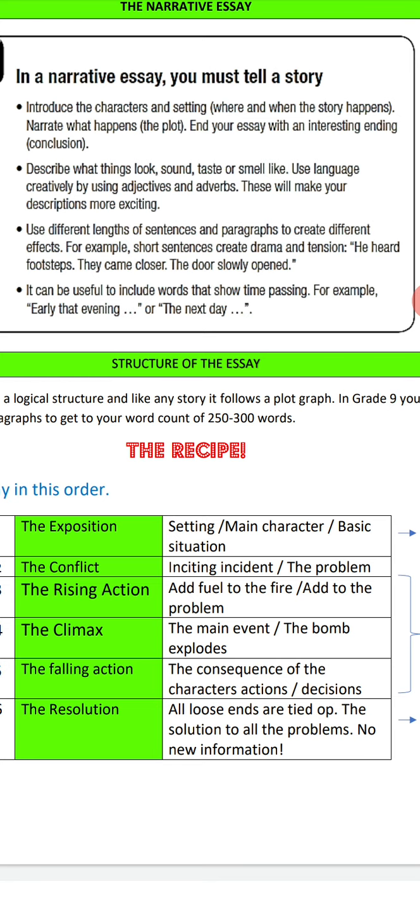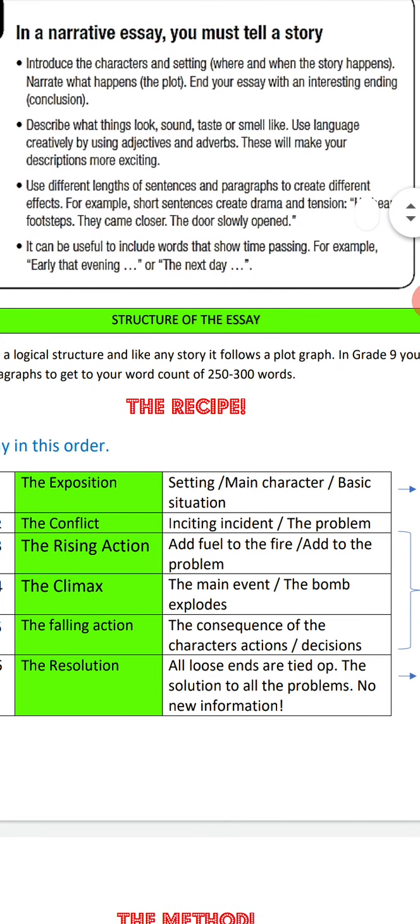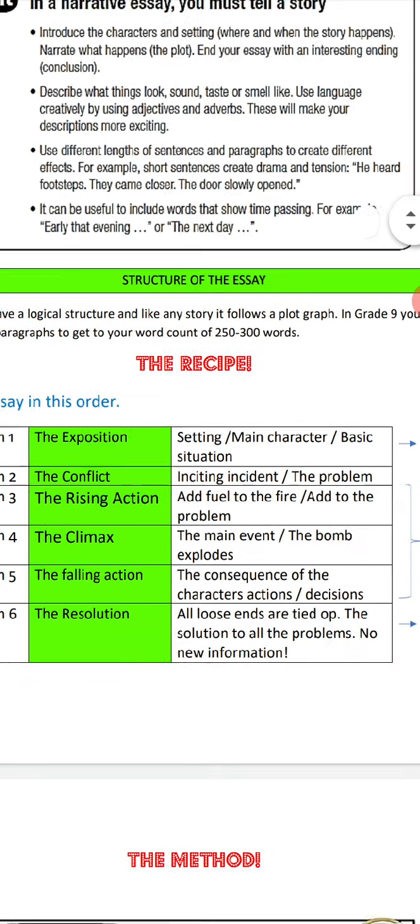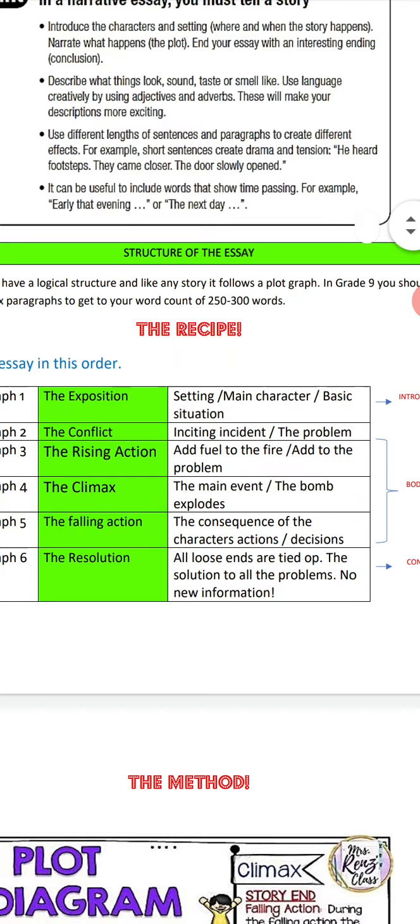Okay, it can be useful to include words that show time passing. For example, early that evening or the next day. These are all connectors that show the sequence of time. And we also discussed in our previous lessons how connectors are helpful in making your writing a continuous piece of write-up.